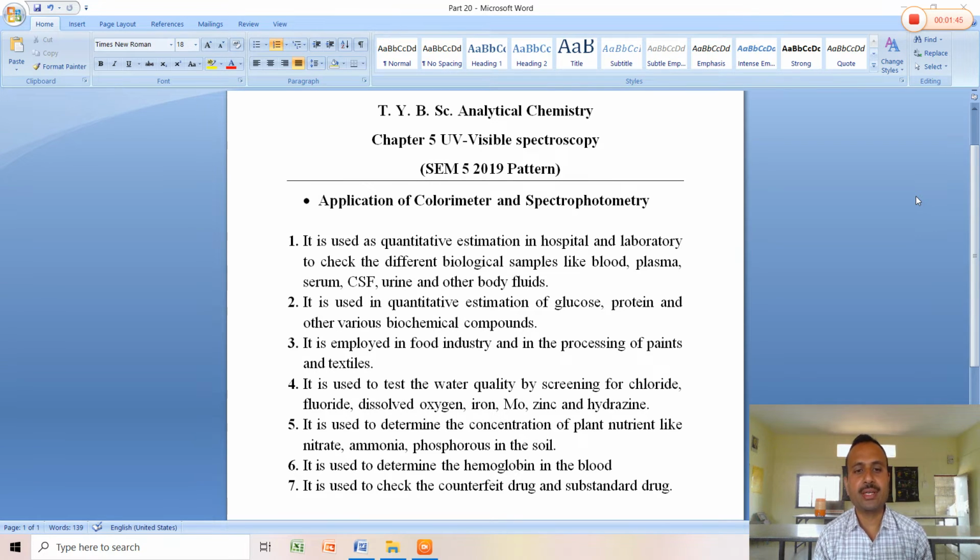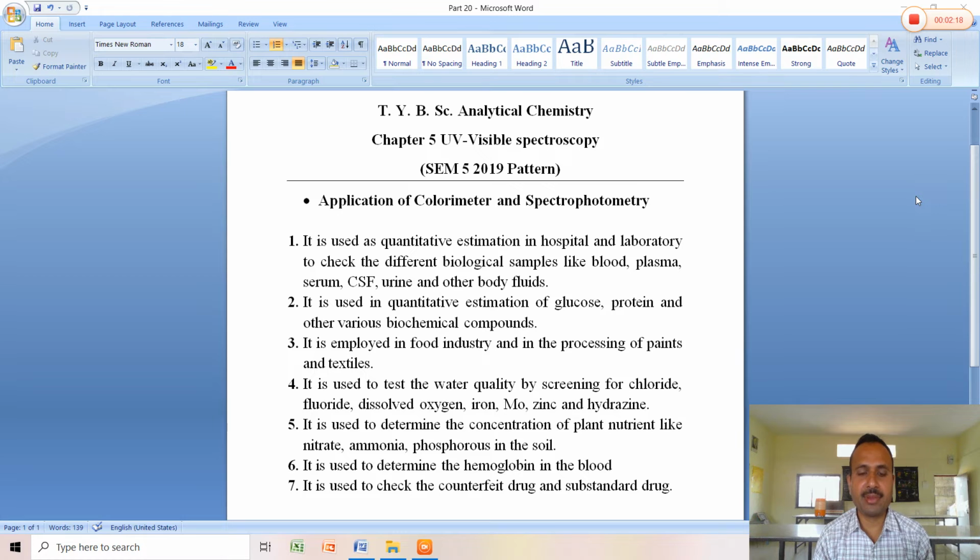The fourth application, it is used to test the water quality parameters, by screening for chloride, fluoride, dissolved oxygen, that is DO, iron, molybdenum, zinc and hydrogen. So colorimetry is useful to check the water quality parameters, and these water quality parameters are nothing but the chloride, fluoride, dissolved oxygen, iron, molybdenum, zinc and hydrogen.